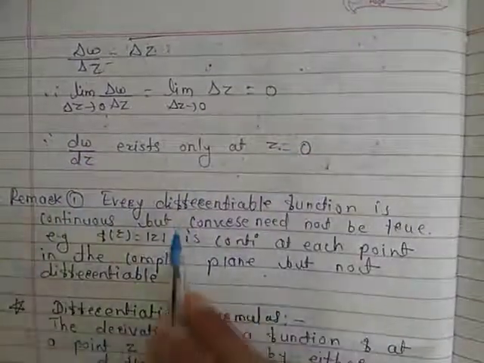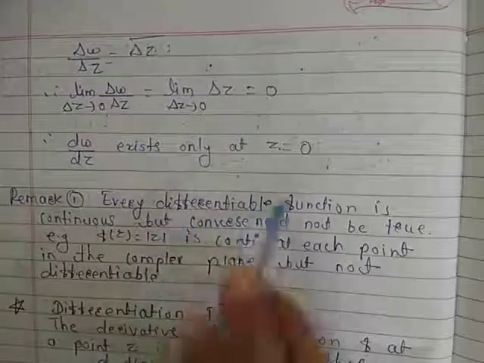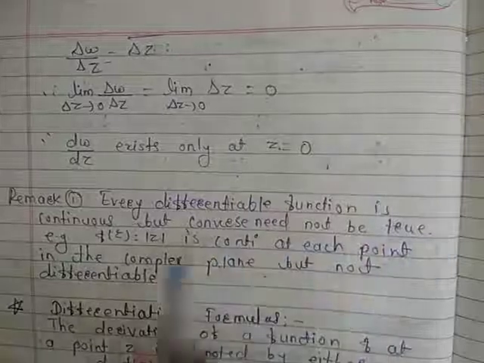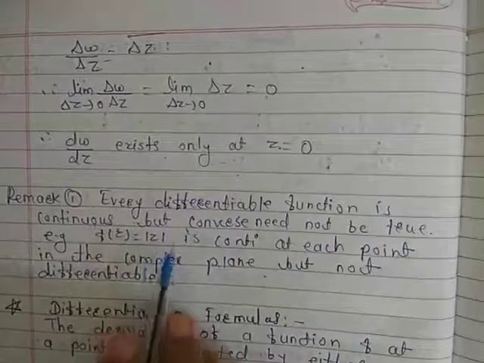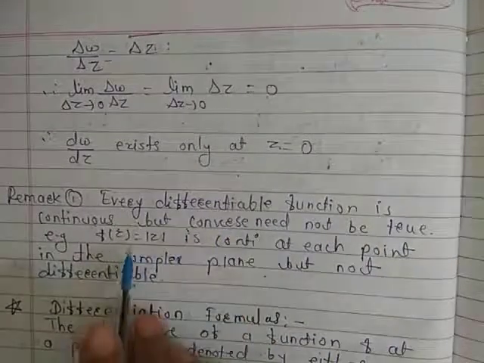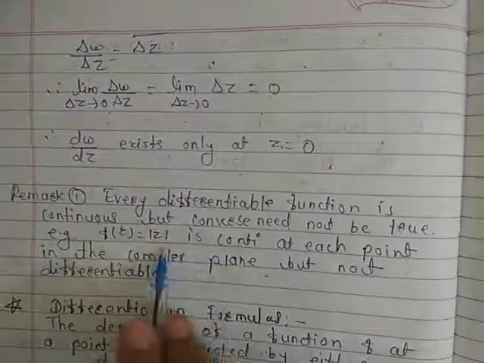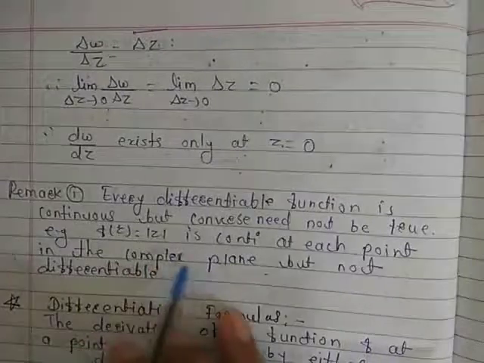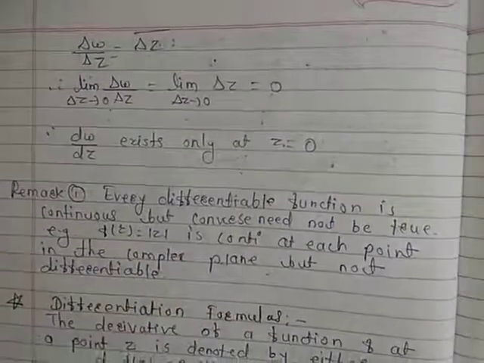Remark: students, always remember that every differentiable function is continuous, but the converse need not be true. This means every continuous function need not be differentiable. For example, f of z is equal to mod z is continuous at each point in the complex plane, but it is not differentiable.